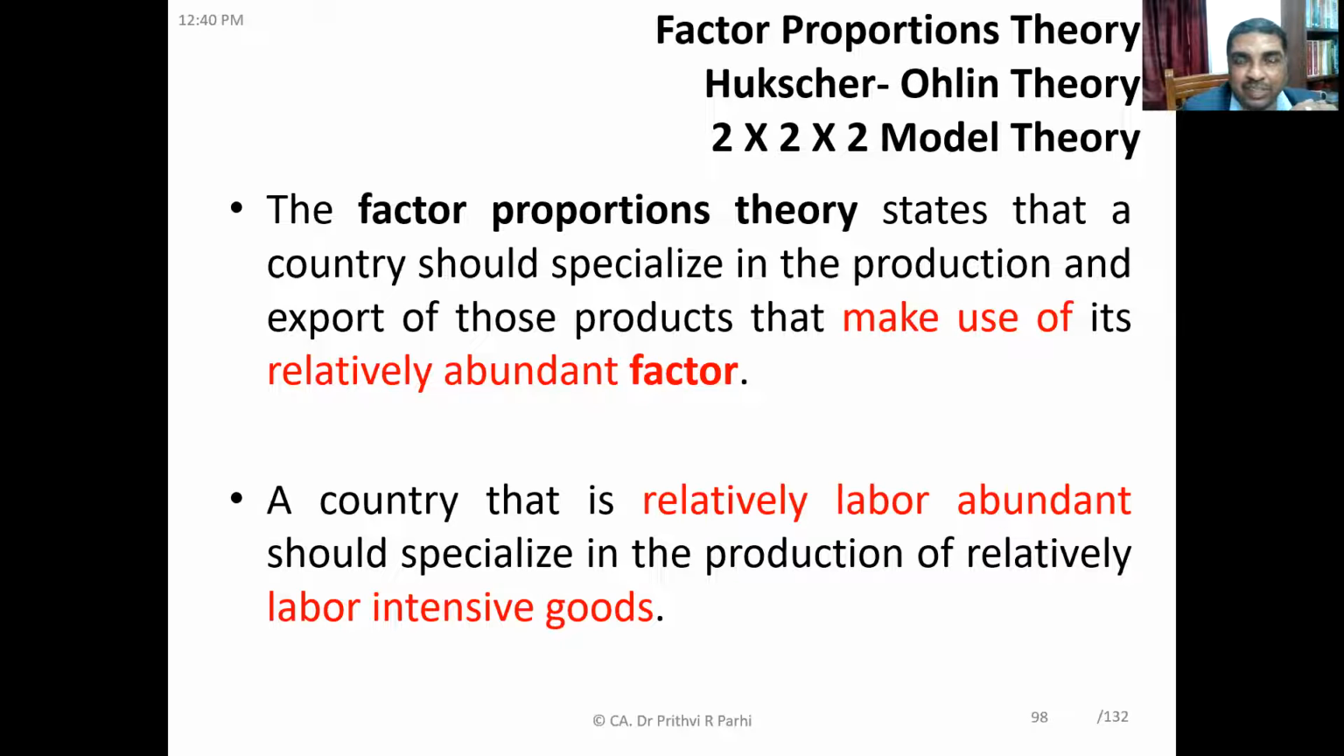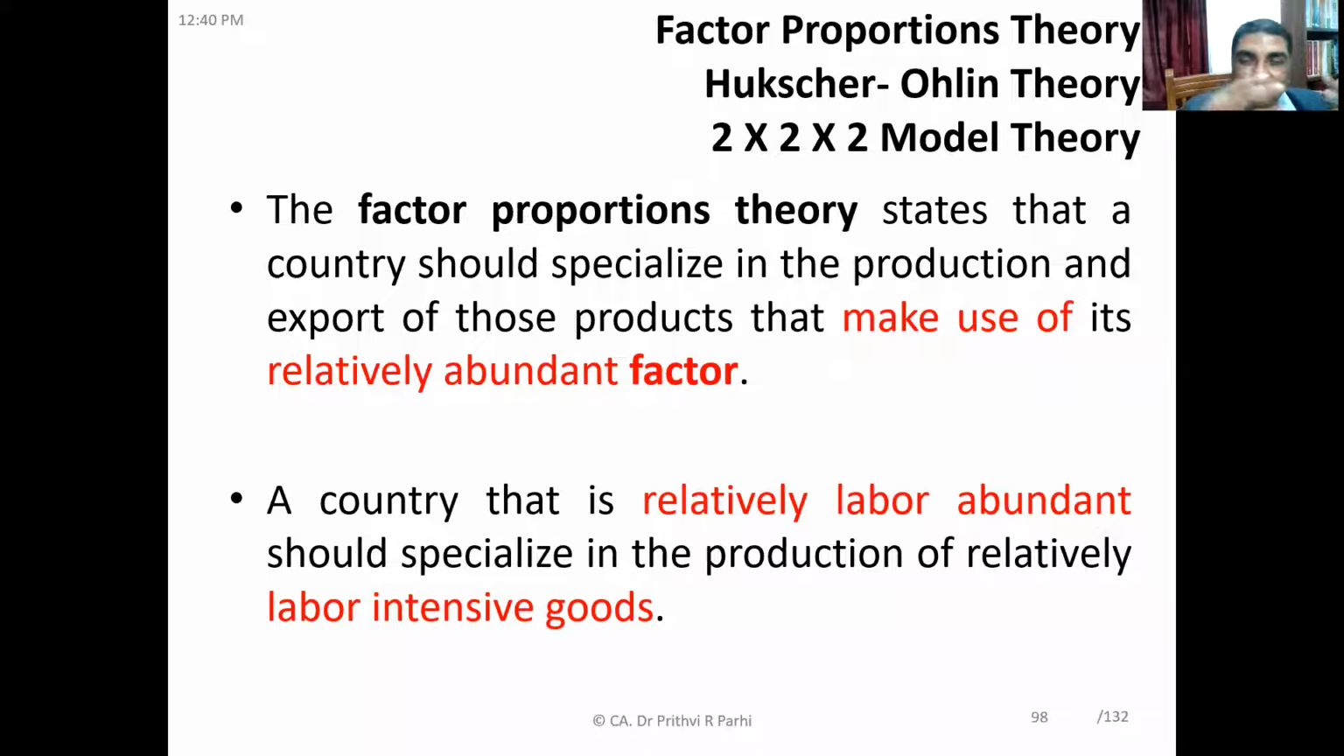For example, if in a particular country labor is abundantly available, the country should focus on production of those goods and services which are labor intensive. So countries should specialize in production of those goods and services and try to export those products so that the factor which is abundantly available can be used. That is briefly what the theory suggests. The country that is relatively labor abundant should specialize in the production of relatively labor intensive goods.